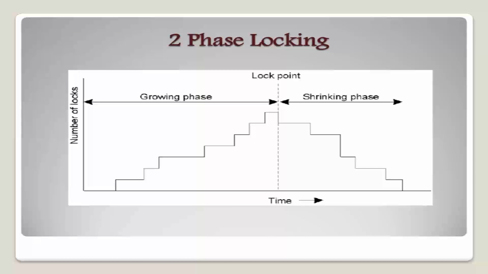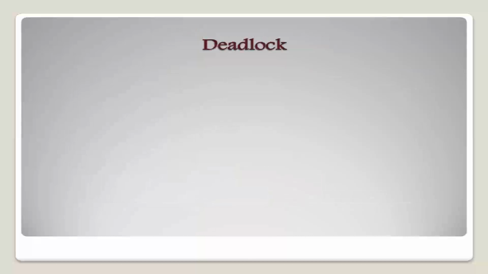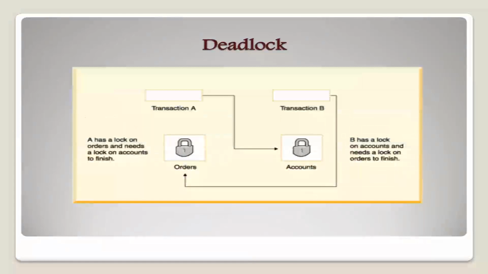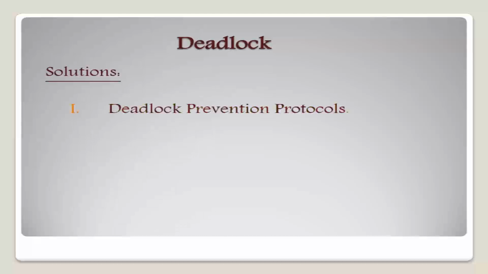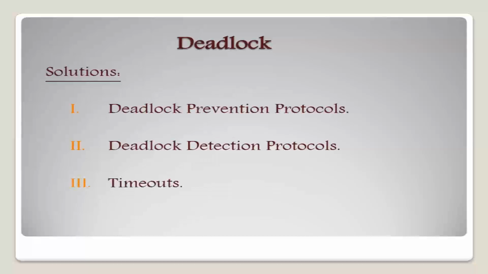Now moving to the next subtopic, that is deadlock. Now what is a deadlock? In a multi-process system, deadlock is an unwanted situation that arises in a shared resource environment where a process indefinitely waits for a resource that is held by another process. There are three solutions to deadlock. First is deadlock prevention protocol, second is deadlock detection protocol, and third is timeouts.